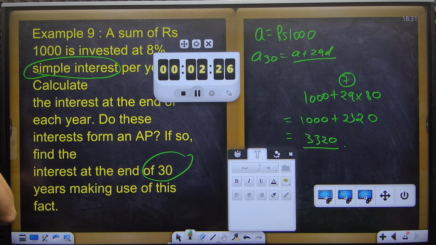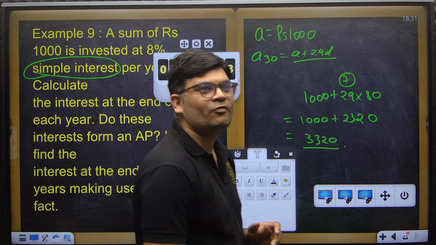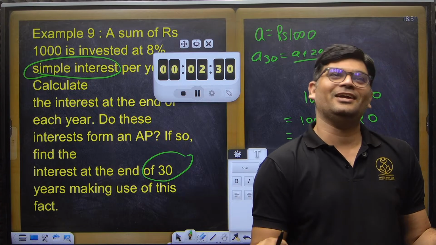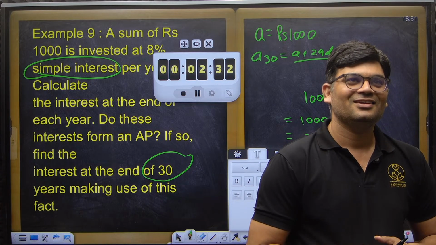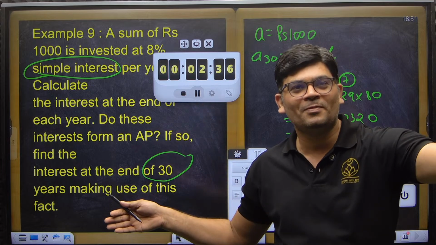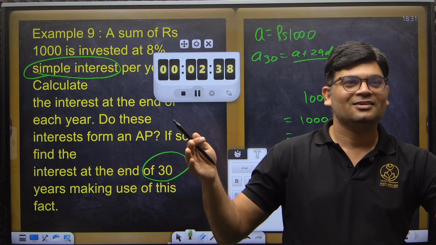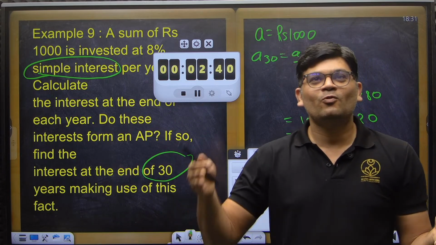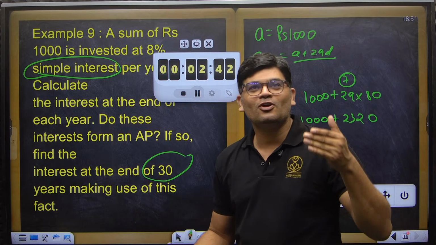Okay. And who else got 2400? Vartika, you also got 2400. Same answer. How are two persons sitting at two different places getting the same answer? And one of you got 24,000 as well.